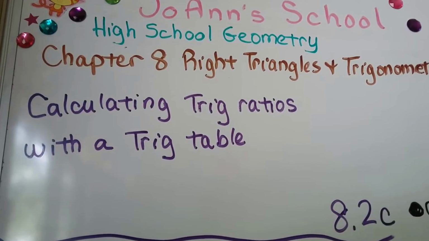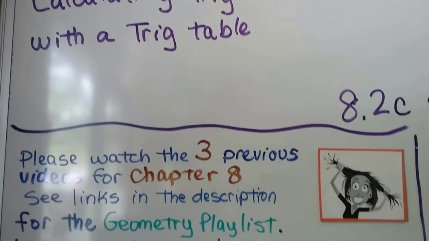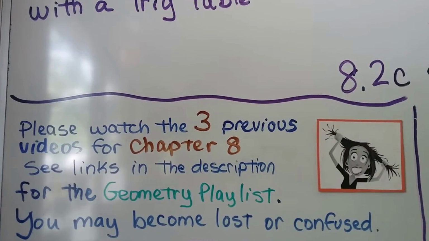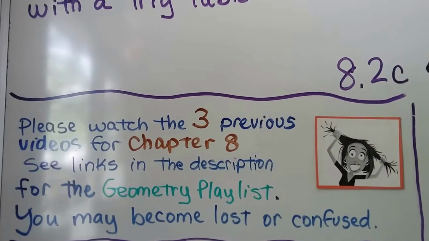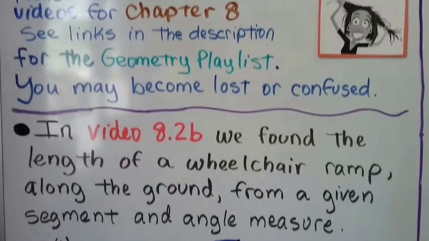Calculating trig ratios with a trig table. This is 8.2c, and it's very important that you watched the previous videos for this lesson. We're on the third part of lesson 8.2. They're linked in the geometry playlist in the description.